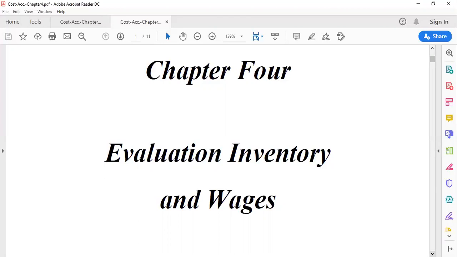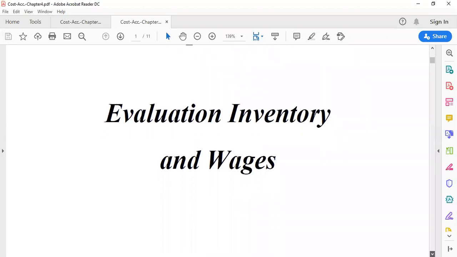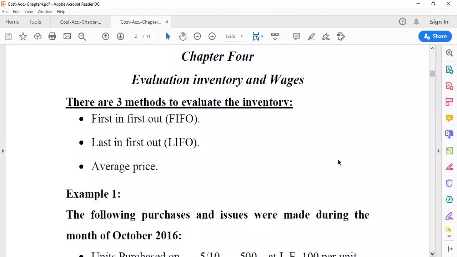Okay, to evaluate this inventory or to calculate the cost of inventory that you already have in your place or in your store, you can do this with two methods: the first in, first out method, and the average method. There is also a method called last in, first out, but this was cancelled by IFRS. So the first method we are going to talk about is first in, first out. What do you mean by first in, first out? Can you guess what this word means?